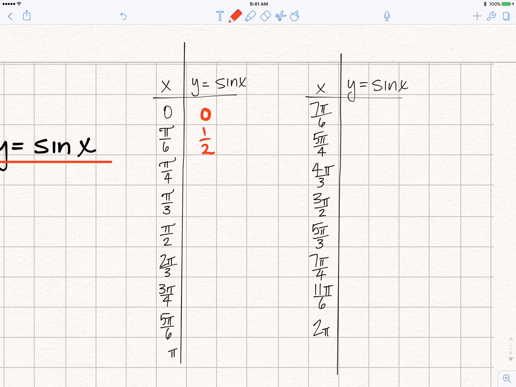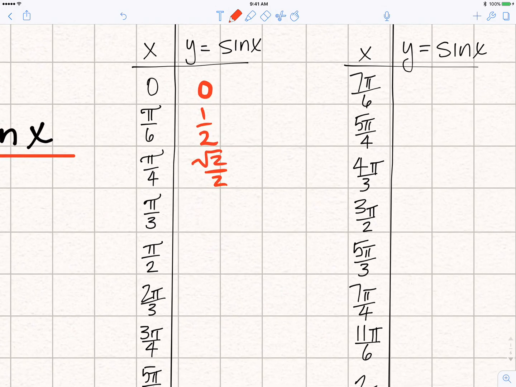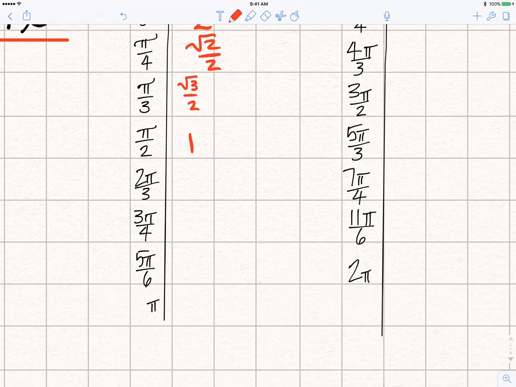What is the y value at pi over 4? This is root 2 over 2. The y value at pi over 3 is root 3 over 2. The y value up at the top, at the end of the first quadrant there, at pi over 2, is going to be 1. Now let's go into the second quadrant.